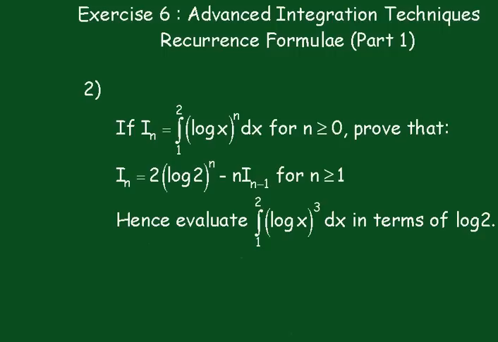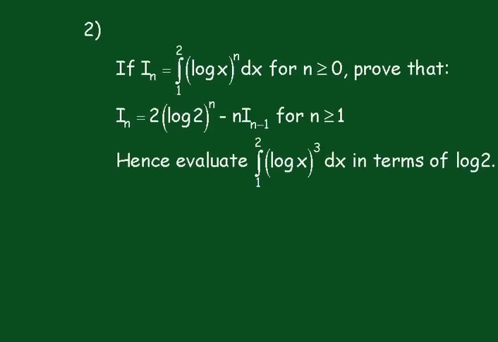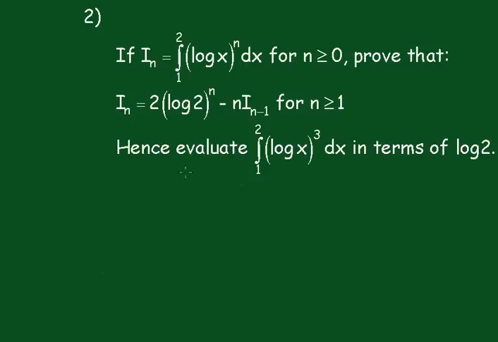Right, number 2. If I_n equals the integral between 2 and 1 of (log x)^n dx for n greater than or equal to 0, prove that I_n equals 2 (log 2)^n minus n I_(n-1) for n greater than or equal to 1. Hence evaluate the integral between 2 and 1 of (log x)^3 dx in terms of log 2. Now just pause the video. Okay, now here's the solutions.